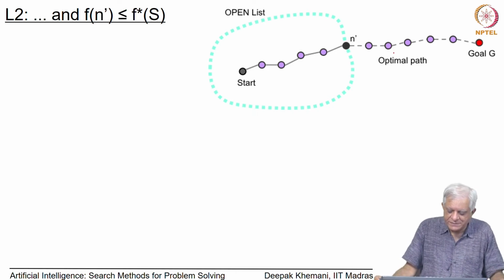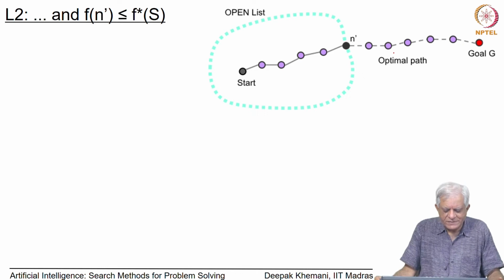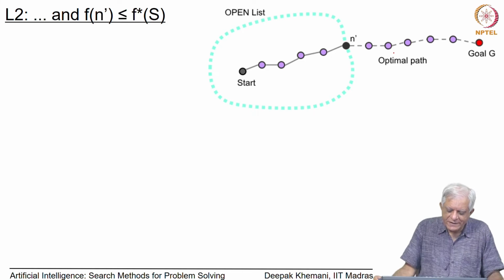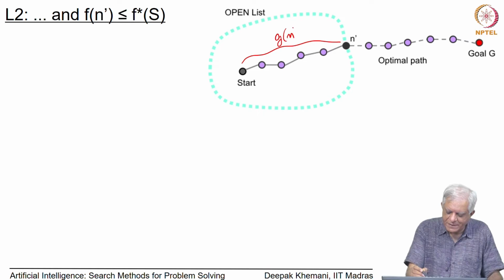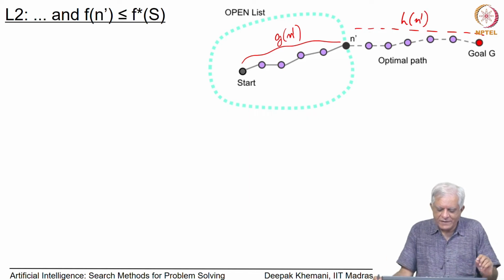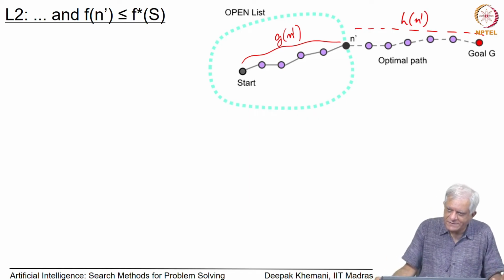And what we are saying here is that the estimated cost of this node n prime is always less than the optimal cost. Remember that f of n prime means the path cost up to this node, which is g of n prime, plus the estimated cost to the goal, which is h of n prime. We are saying that f of n prime, which is the sum of these two, is always less than the optimal cost. So, let us prove this very quickly.